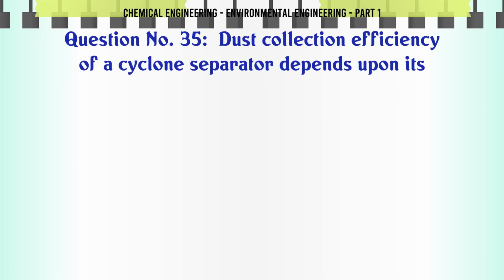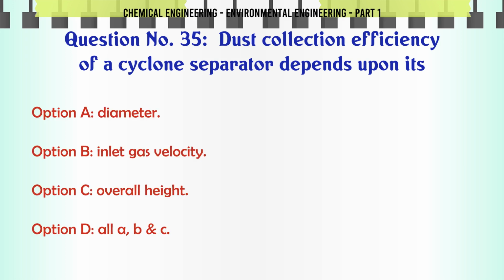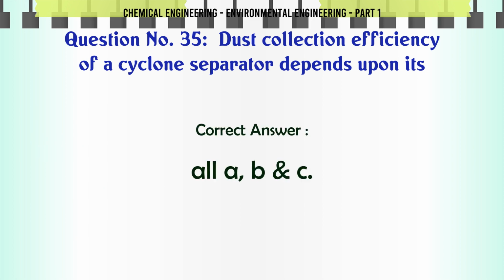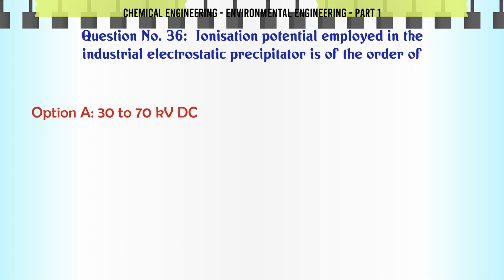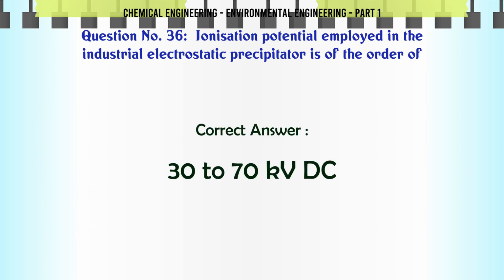Dust collection efficiency of a cyclone separator depends upon its A. Diameter. B. Inlet gas velocity. C. Overall height. D. All A, B and C. The correct answer is all A, B and C. Ionization potential employed in the industrial electrostatic precipitator is of the order of A. 30 to 70 kV DC. B. 30 to 70 kV AC. C. 230 VAC. D. 230 VDC. The correct answer is 30 to 70 kV DC.